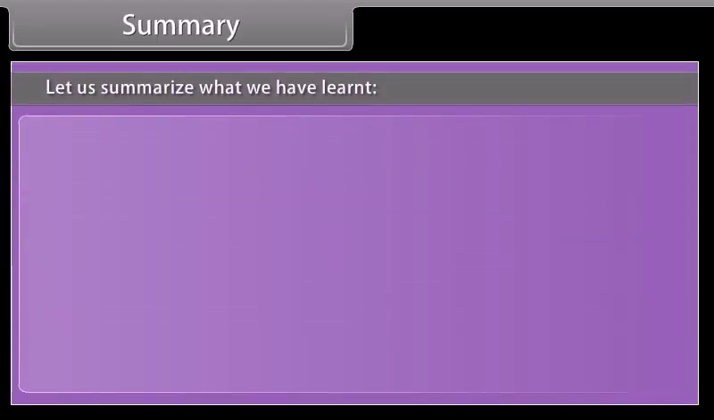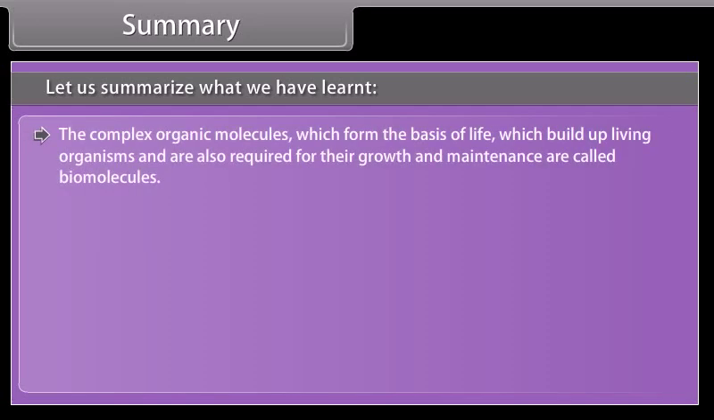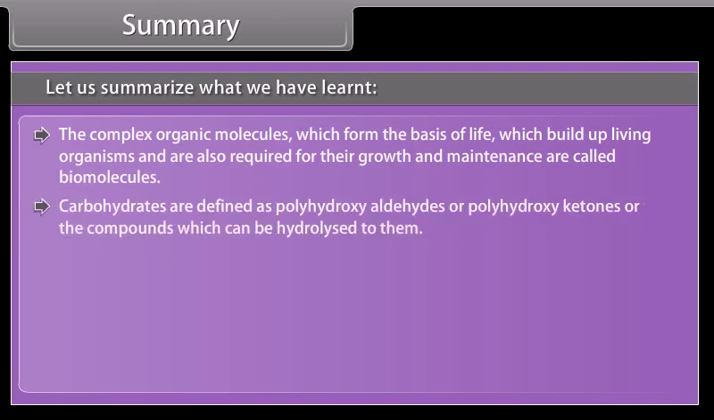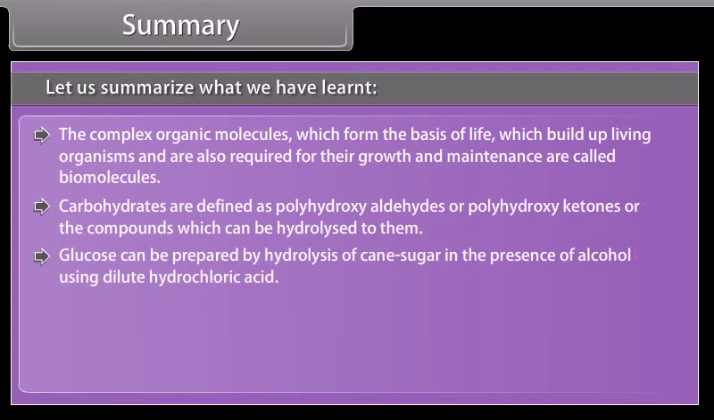Summary. Let us summarize what we have learnt. The complex organic molecules, which form the basis of life, which build up living organisms and are also required for their growth and maintenance, are called biomolecules. Carbohydrates are defined as polyhydroxyaldehydes or polyhydroxyketones, or the compounds which can be hydrolyzed to them. Glucose can be prepared by hydrolysis of cane sugar in the presence of alcohol using dilute hydrochloric acid.